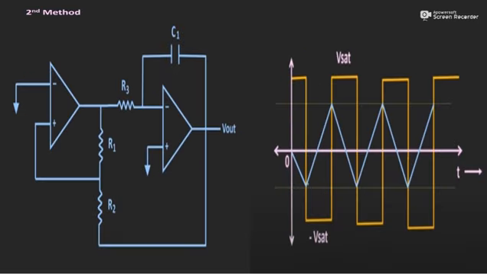This is the second method to generate the triangular waveform. In the first method, we are using a lot of components to generate the triangular waveform. Here we are using fewer components. Here we are using a comparator and this is the integrator circuit. The output of the integrator is fed back to the non-inverting terminal of the comparator circuit.